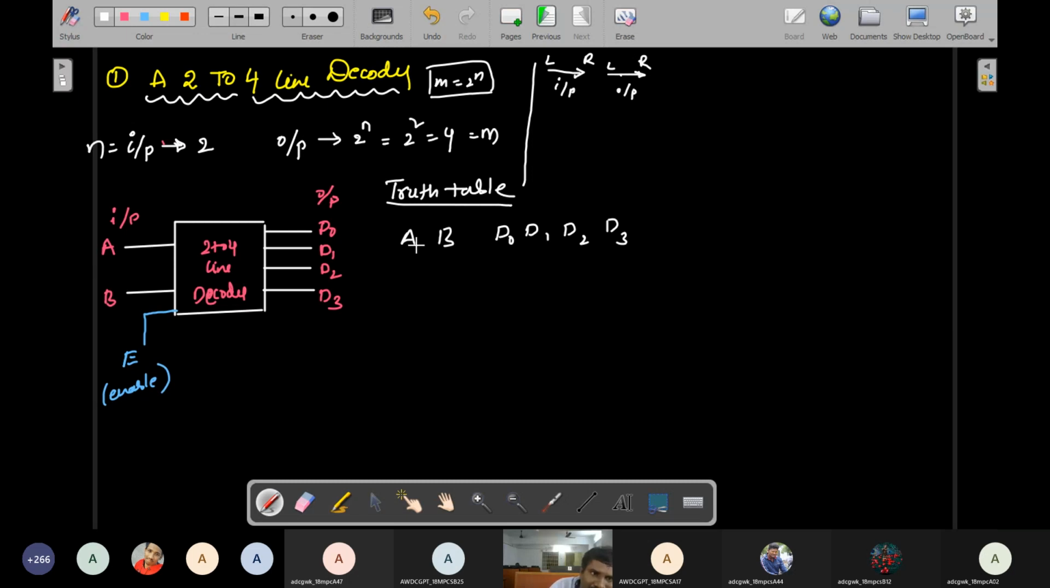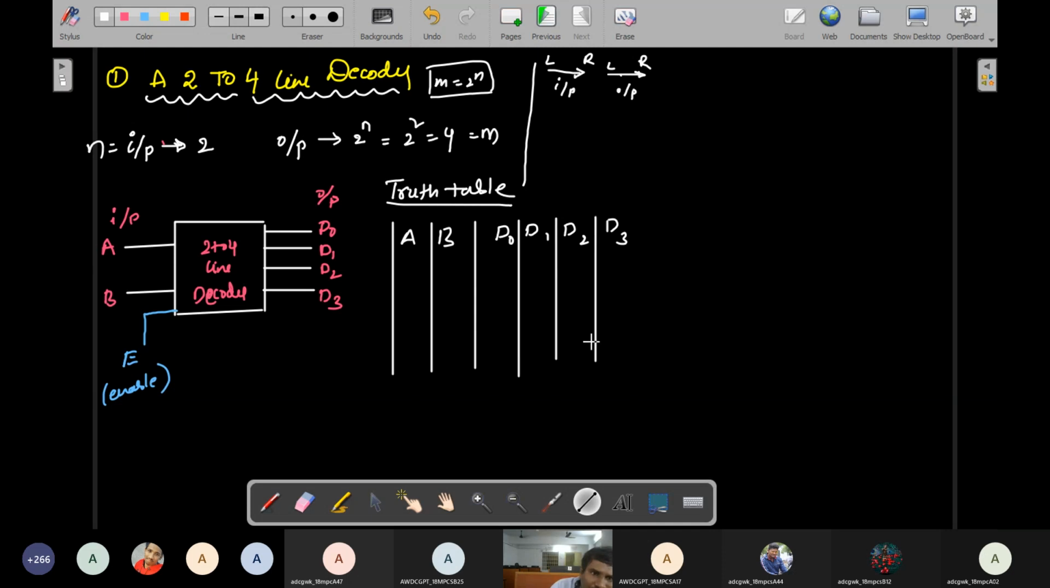Now write how many possibilities there are. I'll write these possibilities. This is the input terminal, and D0, D1, D2, D3 are the output lines. Understand? So these are the output lines. And how many possibilities are there? We have four possibilities, because we consider two inputs.